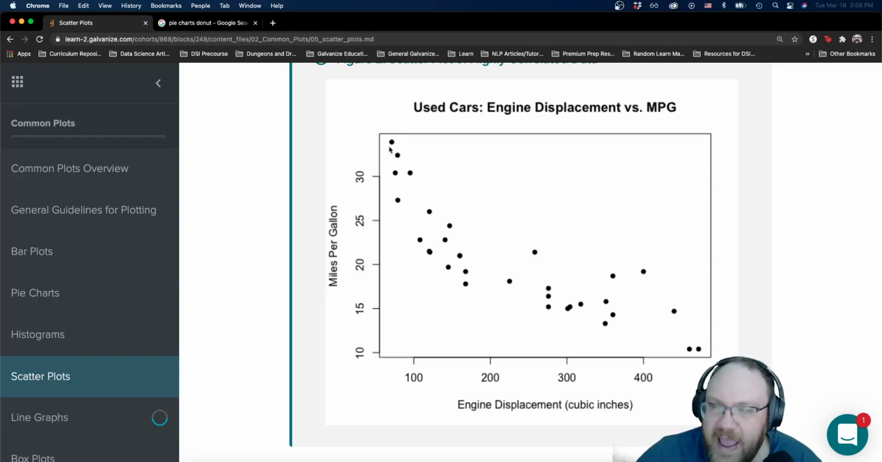As my x variable increases, my y variable pretty expectedly, or like I could depend on it to pretty consistently go down, right? As my engine gets larger, my efficiency goes down. I get fewer miles per gallon, right?